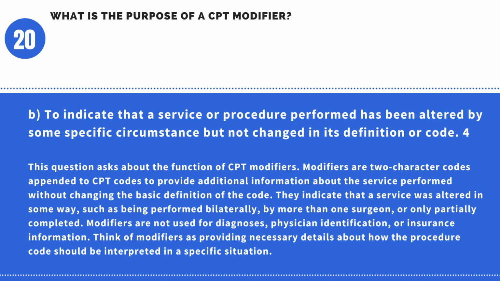Answer B. To indicate that a service or procedure performed has been altered by some specific circumstance but not changed in its definition or code. This question asks about the function of CPT modifiers. Modifiers are two-character codes appended to CPT codes to provide additional information about the service performed without changing the basic definition of the code. They indicate that a service was altered in some way, such as being performed bilaterally, by more than one surgeon, or only partially completed.